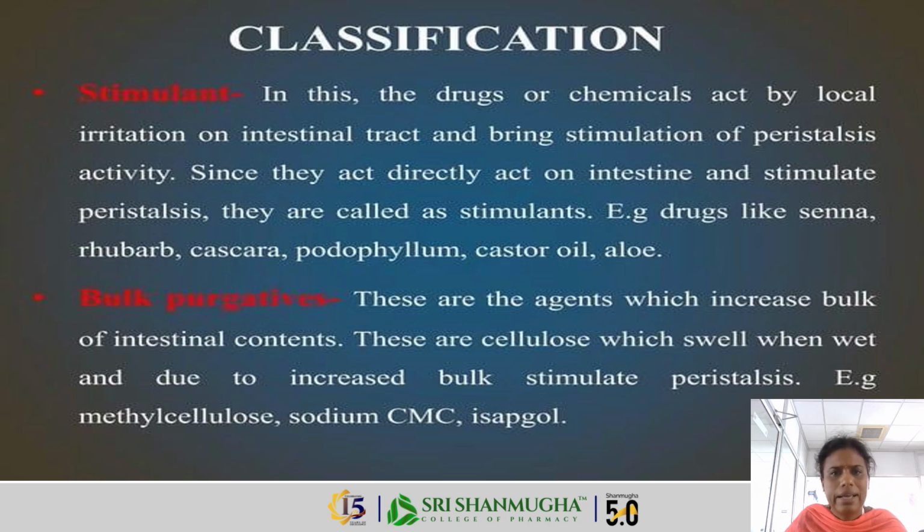These drugs directly stimulate the intestinal muscles, leading to increased peristalsis and bowel movement. If we take senna or castor oil and bisacodyl, these drugs directly stimulate the intestinal muscles. For what purpose? To increase peristaltic movement and bowel movement.